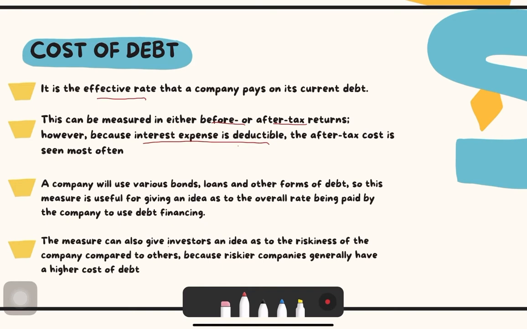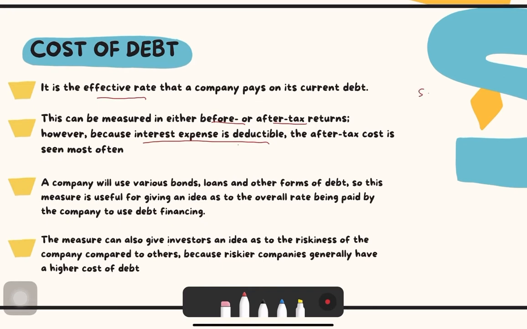If you can still recall, in the income statement we start with sales and then minus COGS, and you will get the gross profit. Then you minus the operating expenses, and you will get the earnings before interest and taxes. Here you minus the interest, and you will get the earnings before tax. Lastly, you minus tax, and you will get the earnings after tax. That's why we say that because we minus the interest before we pay the tax, the interest expense is deductible.